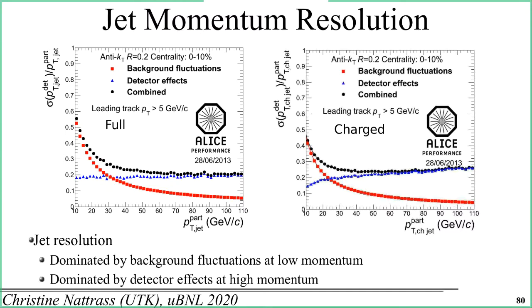And so here the red is these fluctuations, which I'm not sure really should always be treated in the same way as detector effects, but they are. And then the blue is these detector effects. Yeah.